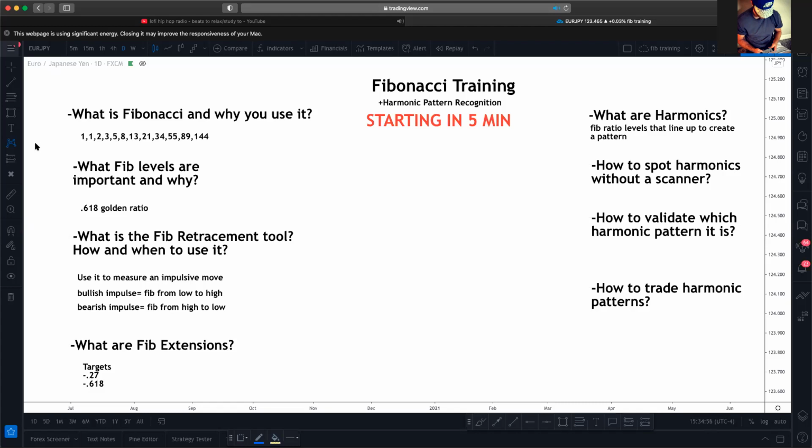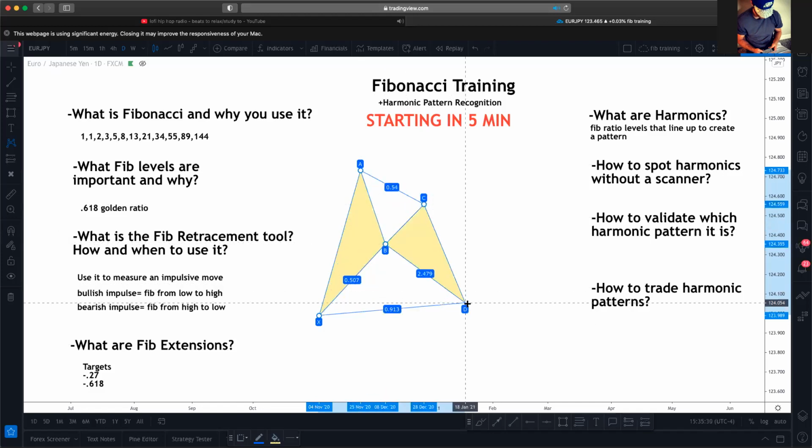Okay, so what a harmonic is, it's a complex pullback. When you see an impulsive move, that's the start of it, okay? You gotta wait for that. If there's no impulsive move, don't be trying to draw harmonics. You want to wait for that impulse. Then you're going to get an ABC wave. So you get an impulse and then an ABC. The ABC is the pullback.